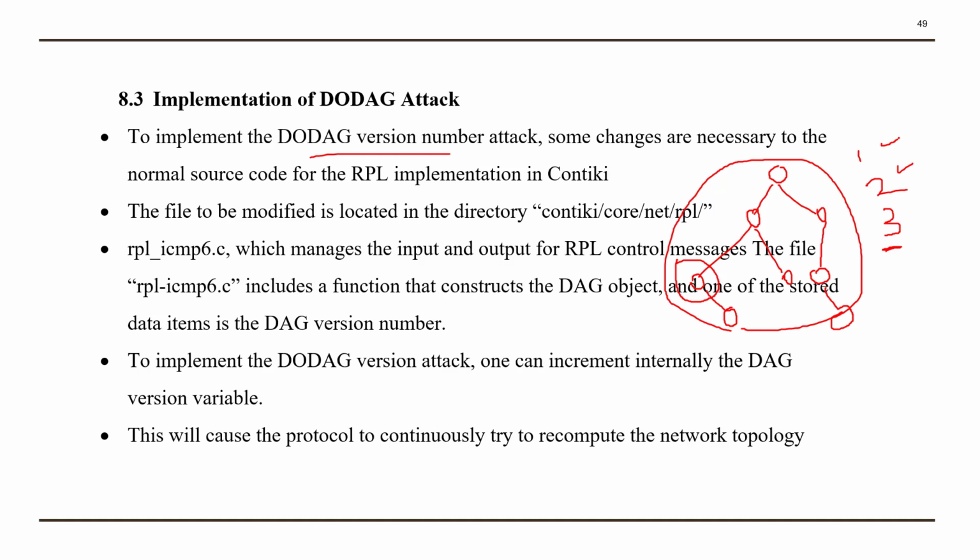So this is how we implemented it. This is the file. That means in the Contiki core net RPL, this is the directory. Inside the RPL directory, we have RPL ICMP6. This file, we are changing. Inside this, we reduce the DODAG version. So this is how we implemented the DODAG attack.